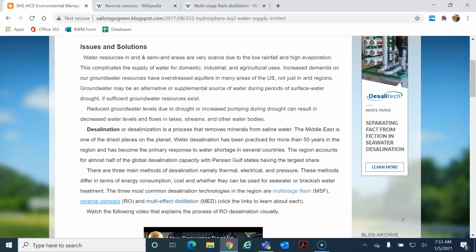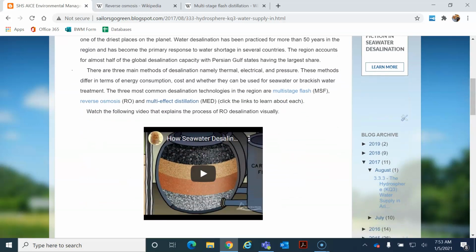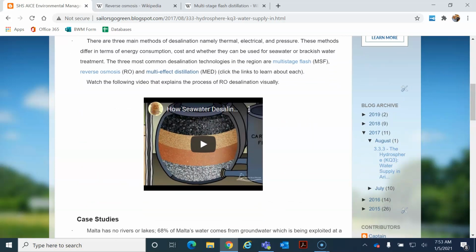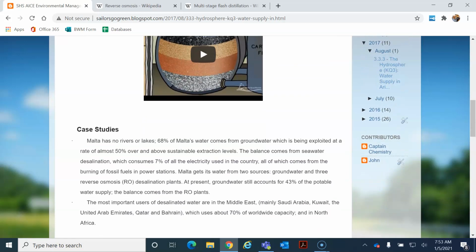All right. And finally, the last one is multi-effect distillation. You can click the link and look on that. It's kind of like multi-stage flash. Again, it's a distillation technique. Definitely to get a better understanding, you do need to go onto the site and watch this video. This video is very good about how seawater desalination works, which is really, really cool.